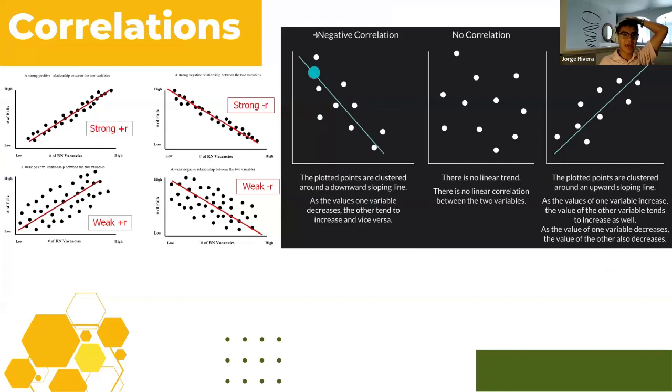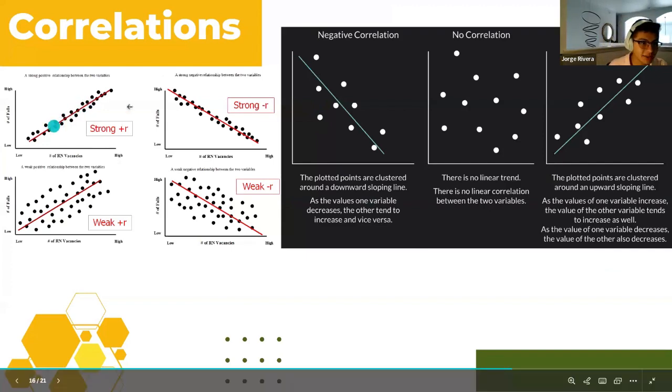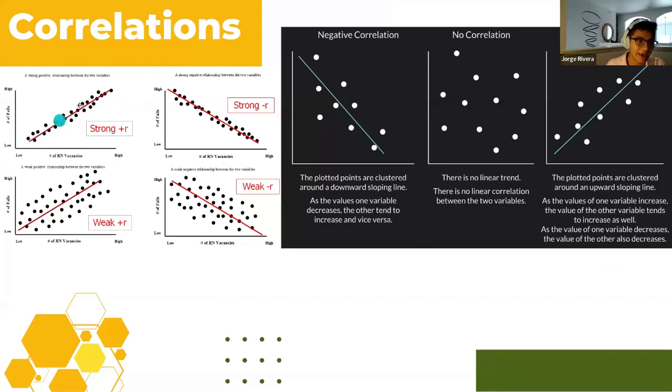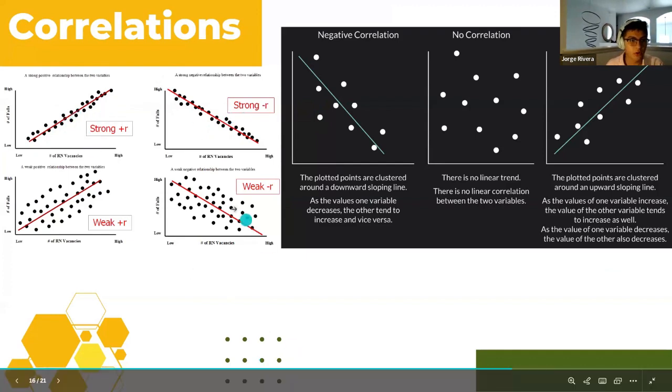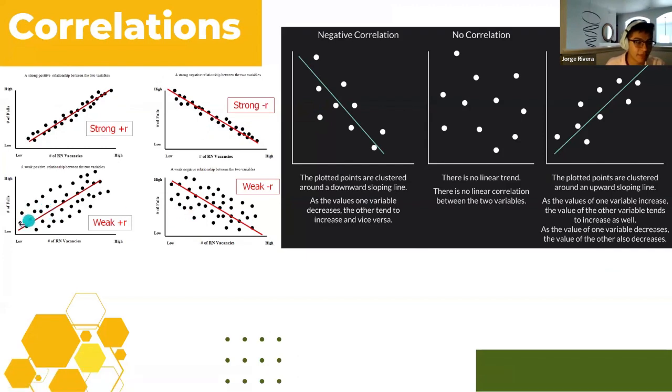All right, so here we have some more examples. Here we have an example of strong positive correlation, because it's going up and it's close to the line. And here we have an example of strong negative correlation because it's pointing down. Both of these are strong because the dots are close to the middle, right? But these ones, on the other hand, the dots are not that close.